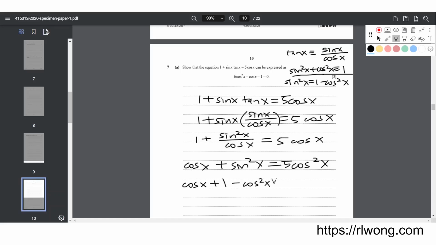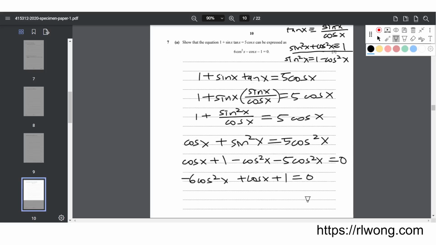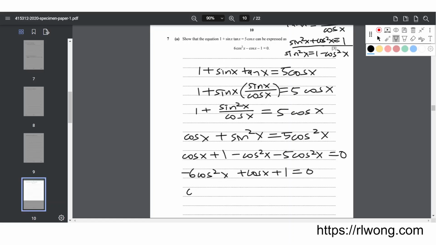Okay, I'm going to bring this over. Then I'm going to multiply the entire equation by -1. So I have cosine squared x minus cosine x minus 1 equals 0, which is what I need to show. So therefore, I've shown. All right.